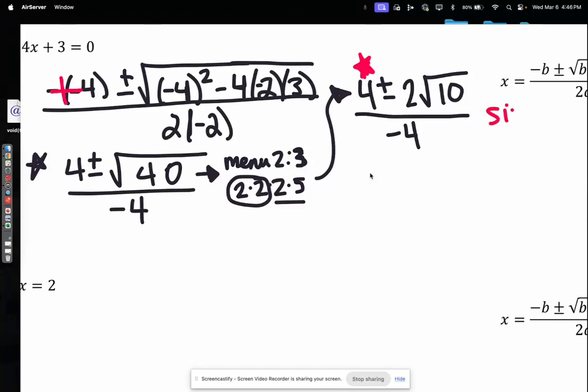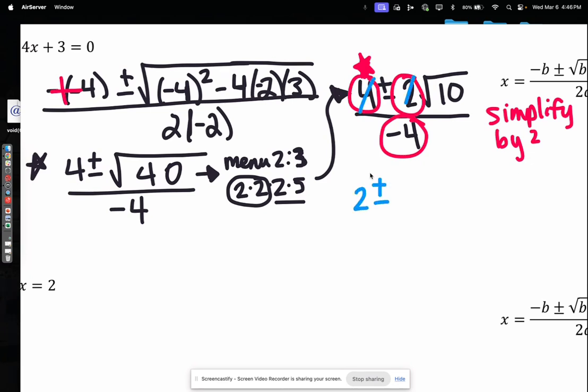If that is still not an answer, then you need to simplify everything that is not in the radical. So think about, what is the GCF of 4 and 2 and 4? Well, 2, because they're all even. So 4 divided by 2 becomes a 2. Plus or minus 2 divided by 2 is 1. Now, we don't typically write the 1 in front of the square root. I'm going to do it as a dot so you know it's there. The 10 stays as 10. We never mess with that radical. 2 goes into -4, -2 times. And this is our answer.